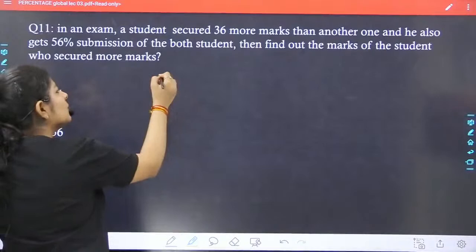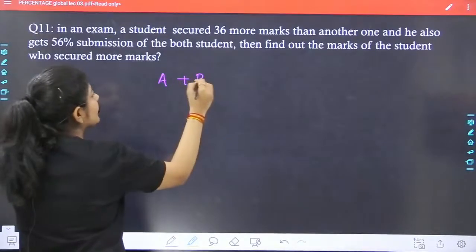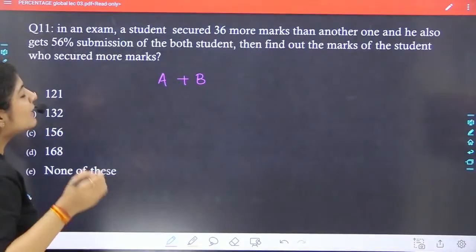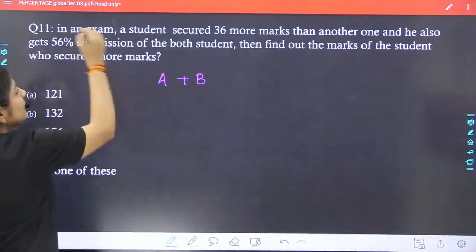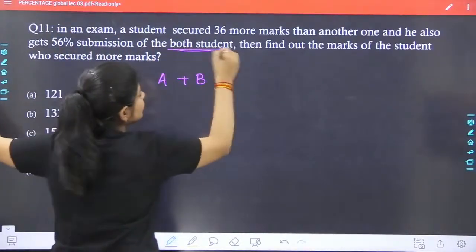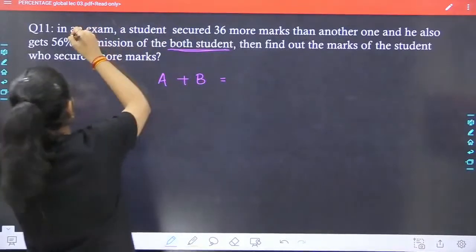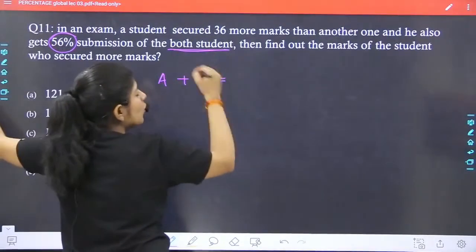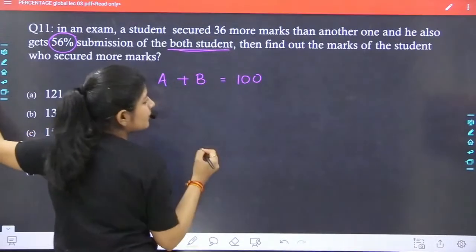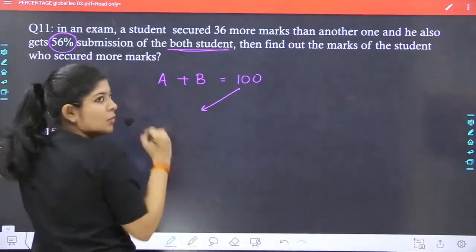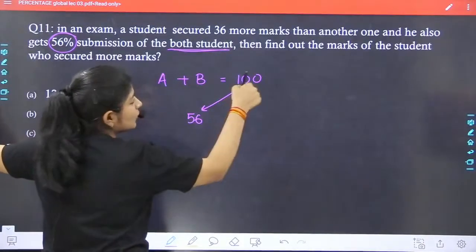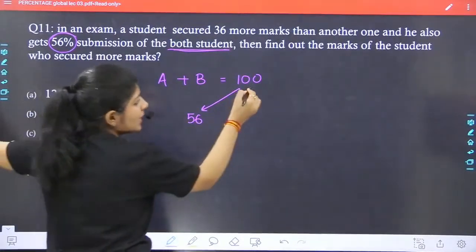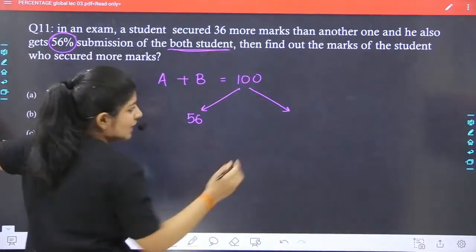Here it is given that we have two students, A and B, and the one who secured more marks gets 56% of the total marks of both students. If we are talking about percentage, we can take the total marks scored by both of them as 100. The one who secured more marks will get 56% of this, so 56% of 100 is 56. And the second one who secured less marks will get 44.